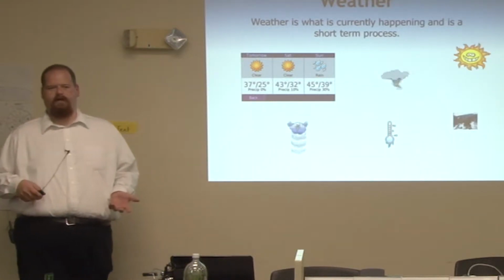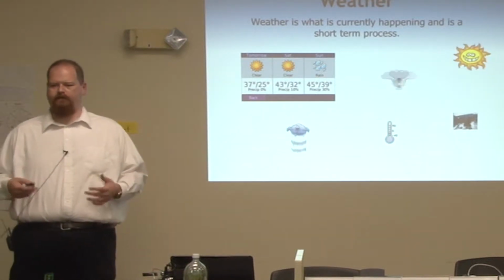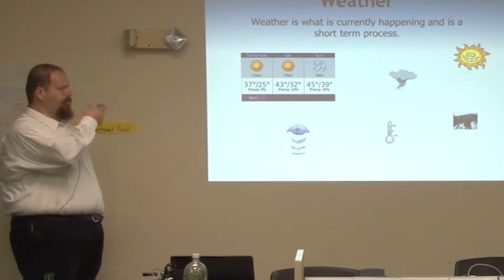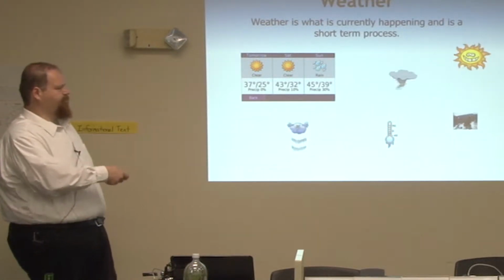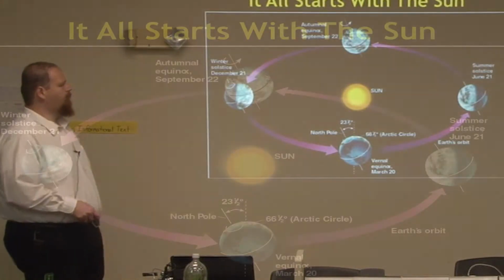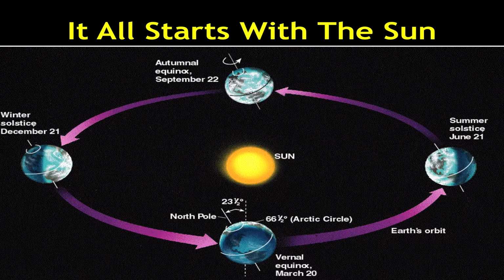These are short-term processes that are occurring. And there's a lot of patterns that we see as meteorologists that help us to predict the weather and help us to predict what's going to occur, what type of weather is going to occur in your area. Well, this all starts with the sun, obviously, right?